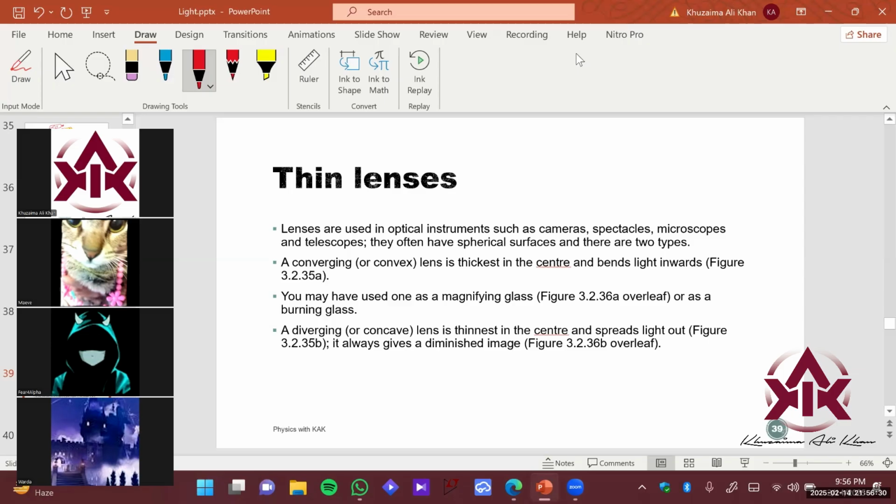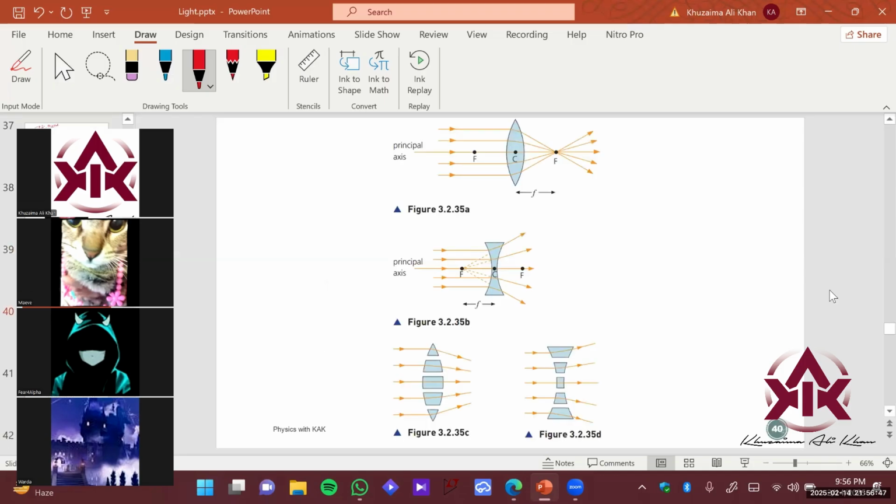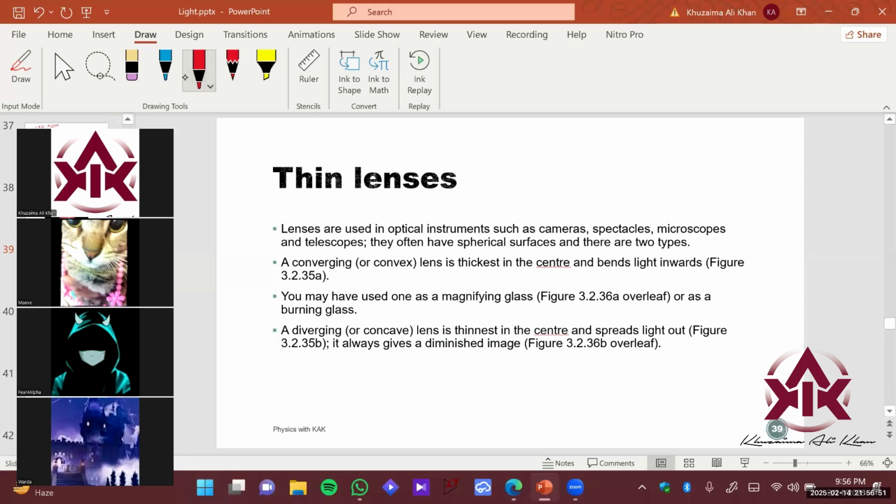Okay, so let's start. Now we're going to start lenses, right? We have covered light. How do we produce light? Some phenomena in light, that is reflection. We have diffraction, which we'll cover in the end. Now we have an important topic over here, that is lenses, right? We have two types of lenses which we will cover.